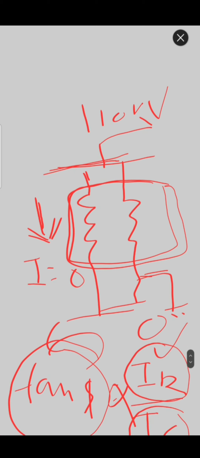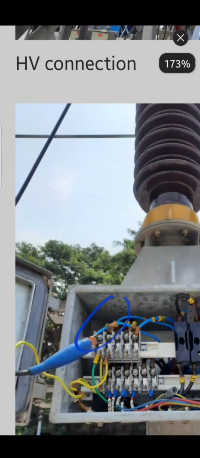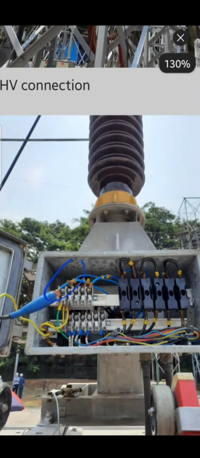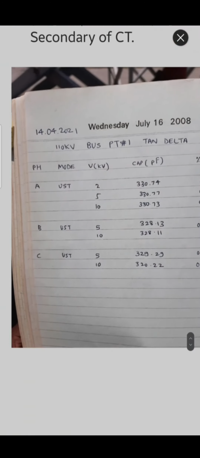Fourth is a fault. If a fault happens in the line, the CVT or the equipment associated with the fault might experience some high current. Due to the high current, some insulation failure may occur, so due to this also the leakage current increases. So how is tan delta performed? See, again we draw.